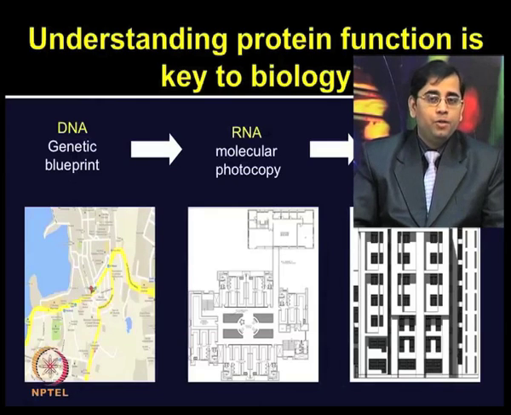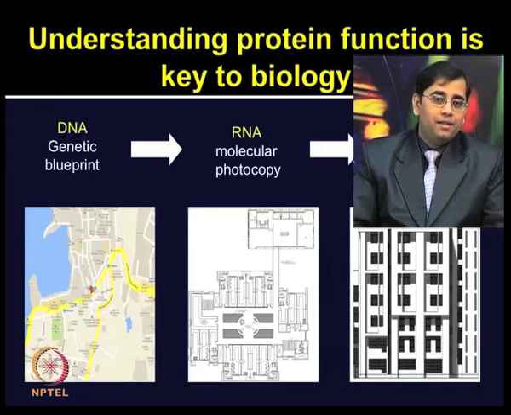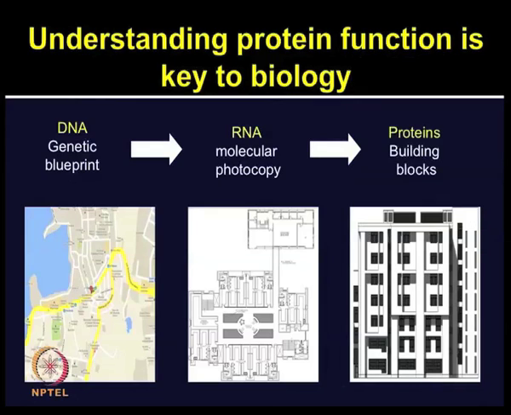Let me describe this slide where I have shown the various biomolecules of the central dogma: DNA, RNA and protein. For example, if you look at the map here, where IIT is located in the Powai area, it is like DNA, which is the genetic blueprint. It contains only information. Now, if you want to make a building in this area, you have to define that area, which is like the RNA molecule, a molecular photocopy, which is used on the site of construction by the cell's contractors.